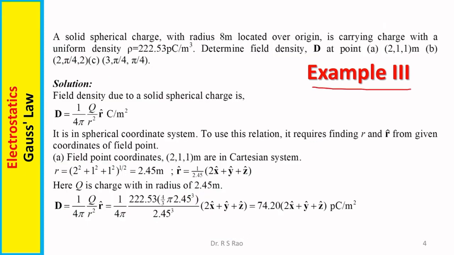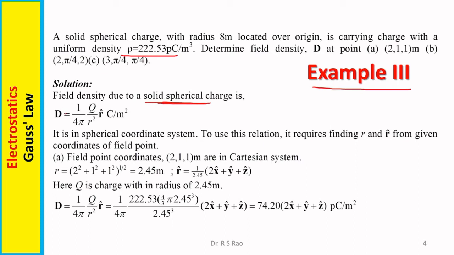We consider another problem, example 3. A solid spherical charge with radius 8 meters located over the origin is carrying charge with a uniform density rho equal to 222.53 picocoulombs per meter cube. Determine field density D at points: A, 2, 1, 1 meters; B, 2, pi by 4, 2; C, 3, pi by 4, pi by 4. So in A the point is in Cartesian, in B the point is in cylindrical, in C the point is in spherical. Field density due to a solid spherical charge.